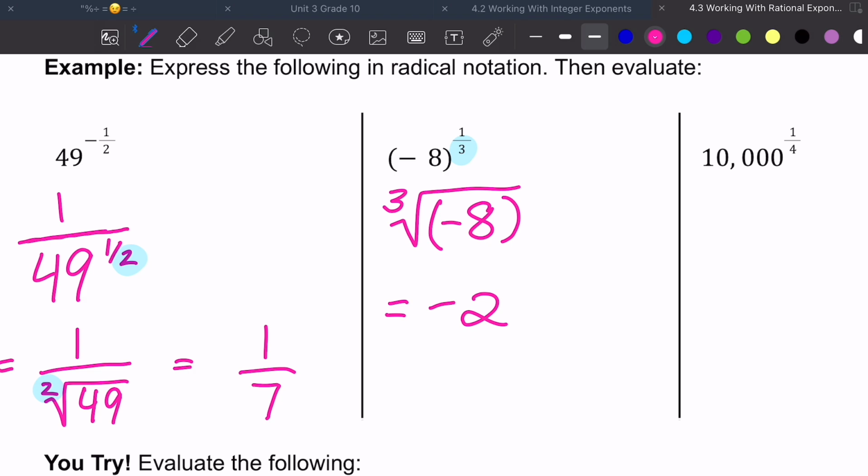Because negative 2 times negative 2 is positive 4, but then times negative 2 again makes negative 8. So it's that idea: if you've got an odd exponent, you can root a negative number. Like the 5th root of a negative number, the 7th root, the 9th root. We're not going to go that high, but you could. Yeah, Manoli?